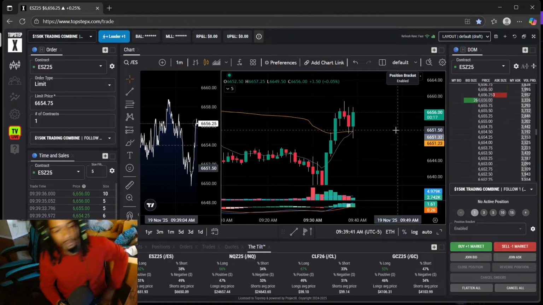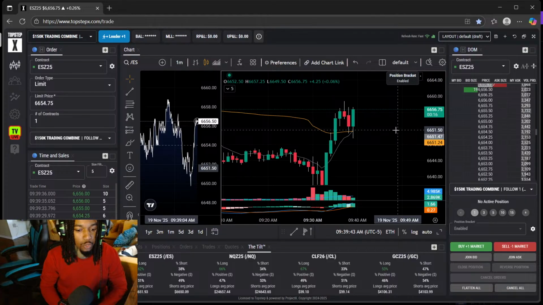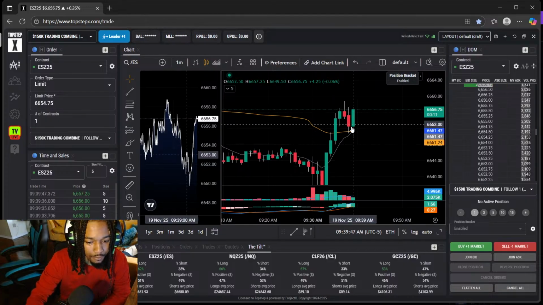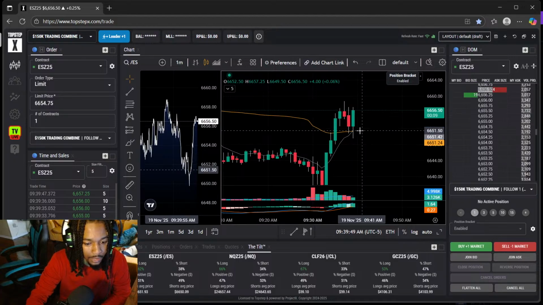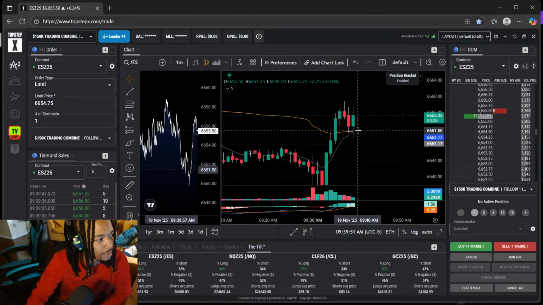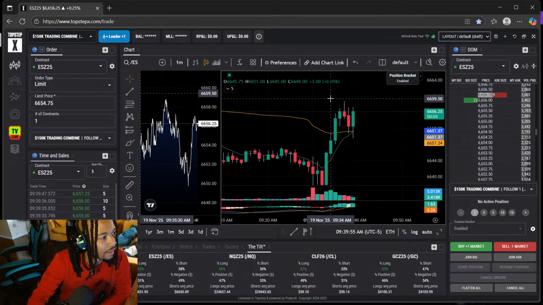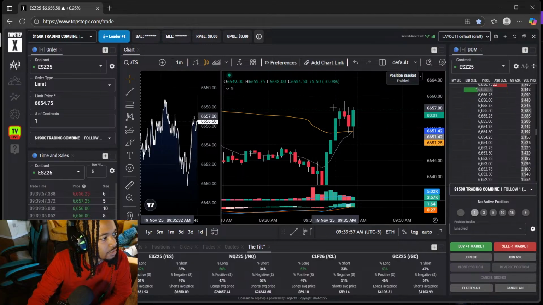No, these bulls not playing though, man. I bet you, yo, you know how many bears they just trapped in this candle here? Because those bears probably thought it was gonna fully turn over, especially once we got to VWAP and pierced it a bit. They probably thought it was gonna fully turn over there. Trapped a lot of sellers there. I wouldn't be surprised if we get a capitulation over these highs here.